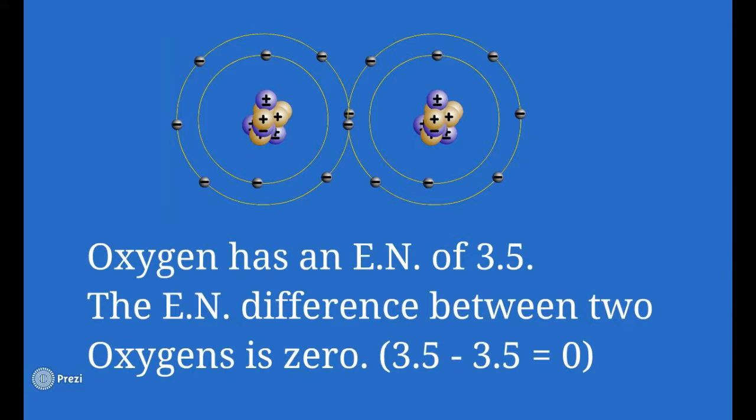So for example, oxygen has an electronegativity of 3.5, and this is O2. So one on the left is oxygen, one on the right is oxygen, but they're sharing that electron bond. So the difference between the two, if you look it up, 3.5 minus 3.5 is going to be 0. That falls within the less than or equal to 0.4.